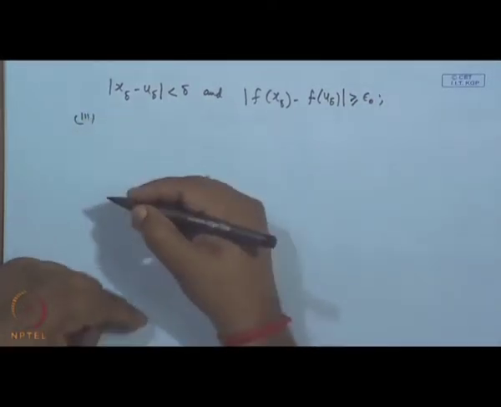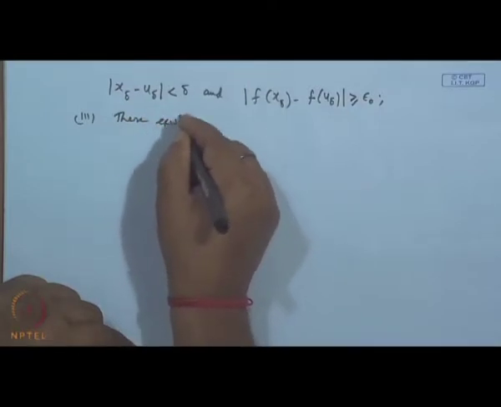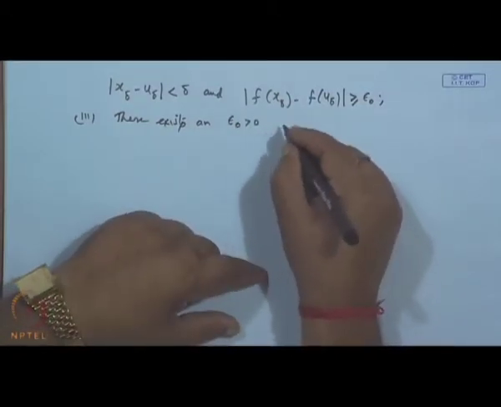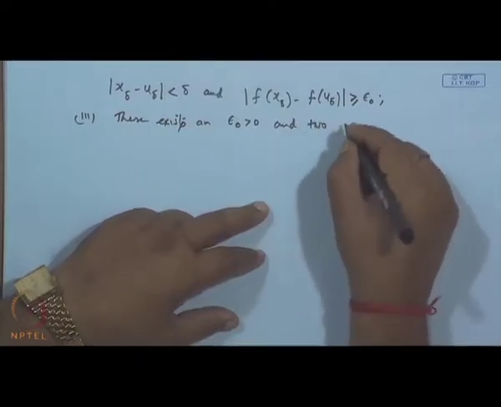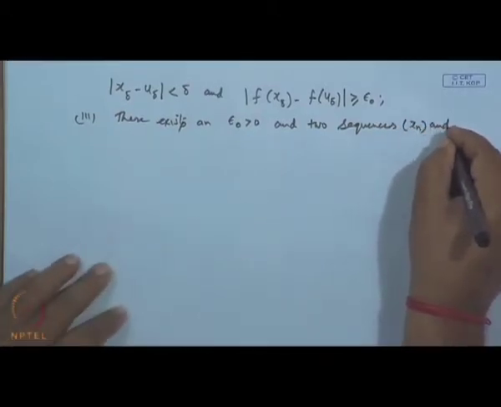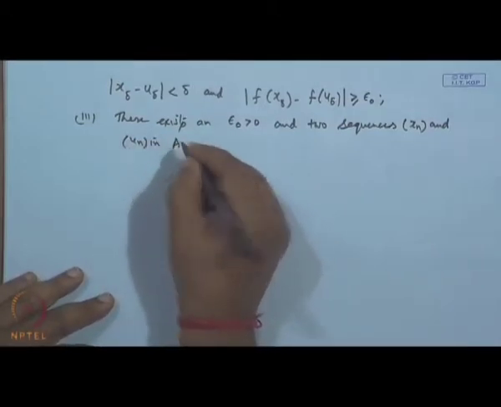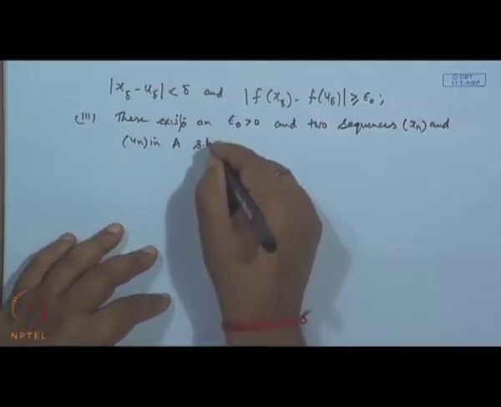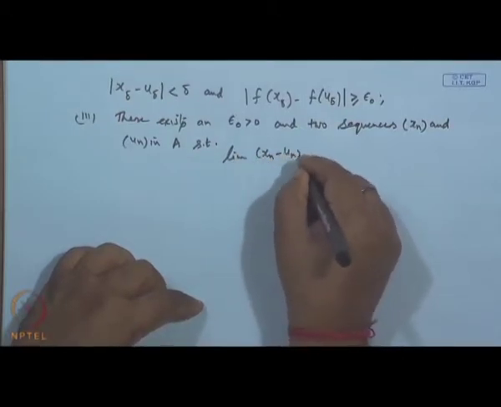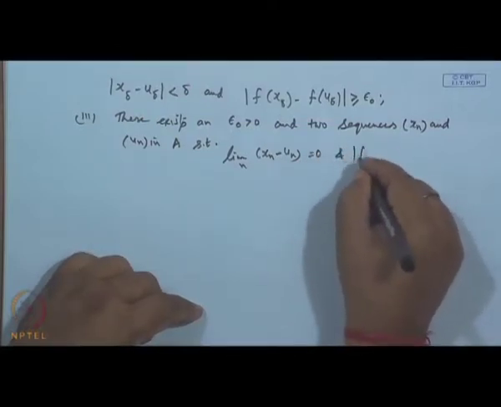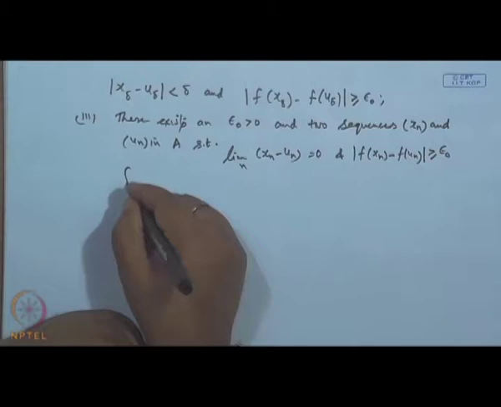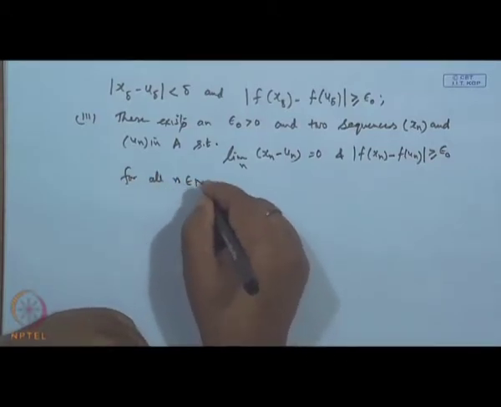And the third statement says there exists an epsilon naught greater than 0 and two sequences, say x n and u n in A, such that the limit of x n minus u n as n goes to infinity is 0 and the mod of f of x n minus f of u n is greater than or equal to epsilon naught for all n belonging to capital N.